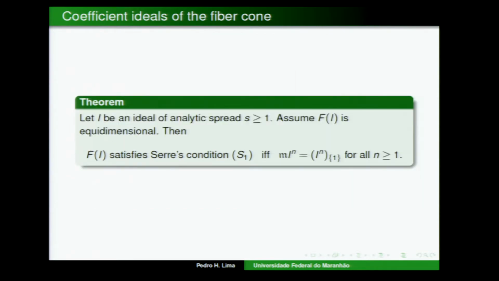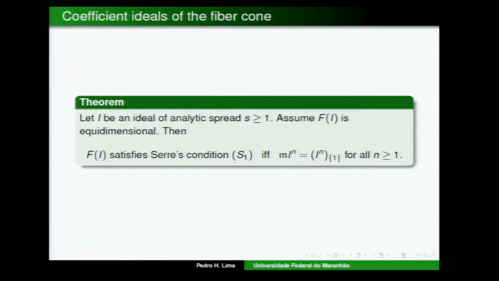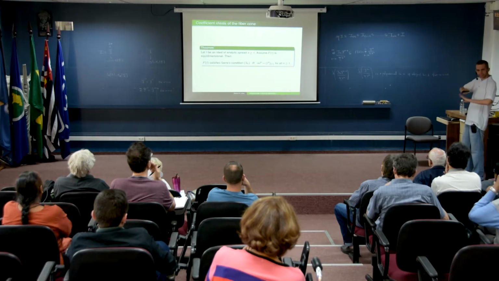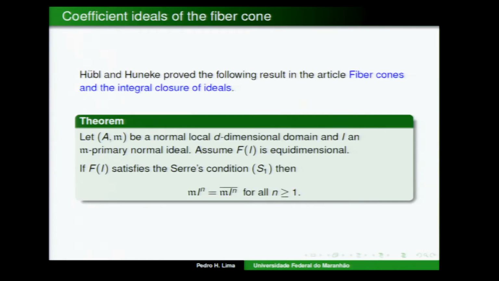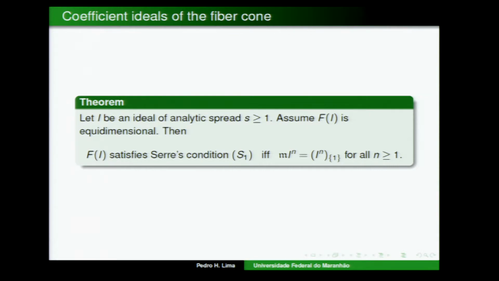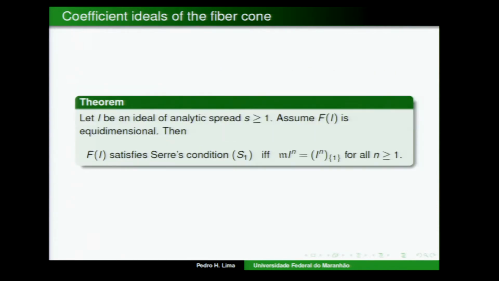But then we got a better equivalence. If we see the hypotheses that we have proved, the base ring is only a Noetherian local ring, and the ideal is arbitrary, with analytic spread greater than 0. In the same way, we assume that the fiber cone is equidimensional. Then, instead of one direction, we gave an equivalence, a necessary and sufficient condition for the S1 of the fiber cone.